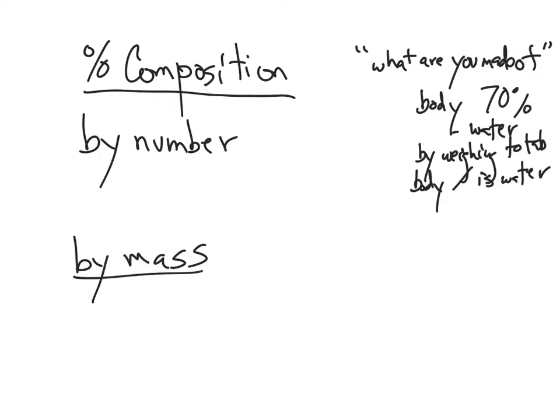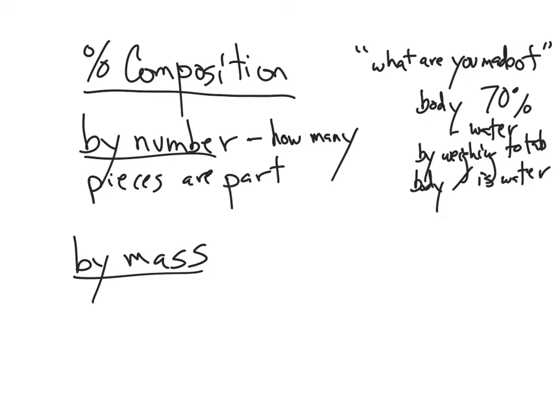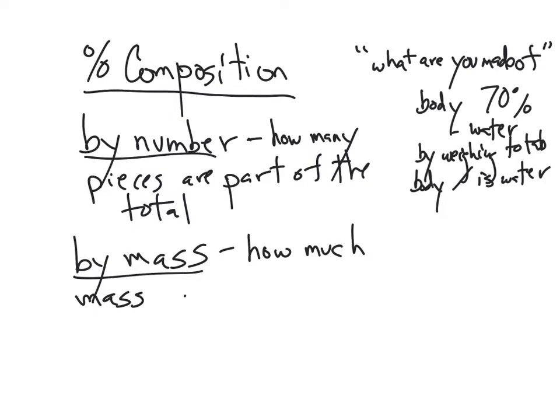Now, by number is simply calculating how many pieces are part of the total. And by mass is figuring out how much mass is part of the total. So there's a lot of examples. I've got a couple here that I can give you.